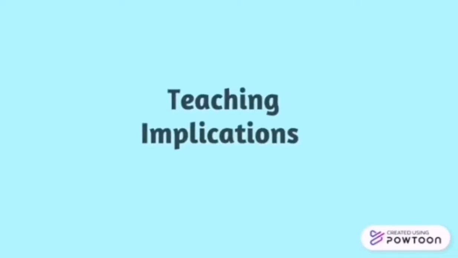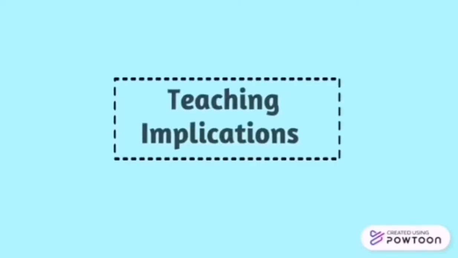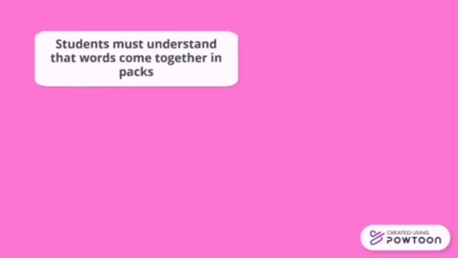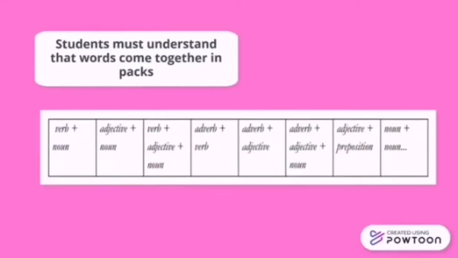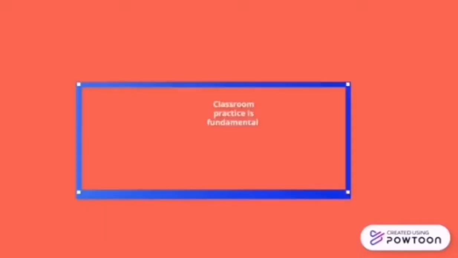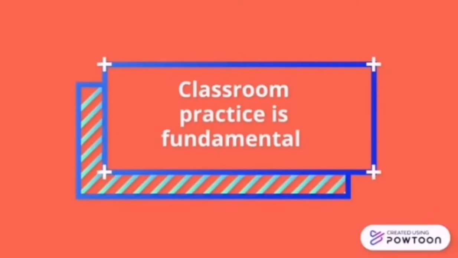Now, moving forward, let's take a look at some teaching implications. First of all, students must understand that words come together in text. Even when they may not have a fully clear idea of what a lexical chunk is, us teachers do. Therefore, it's necessary to explain how they are learning linguistically. Take a look at this chart. Those are examples of words that are usually found together. It's so important that we know them because classroom practice is fundamental.